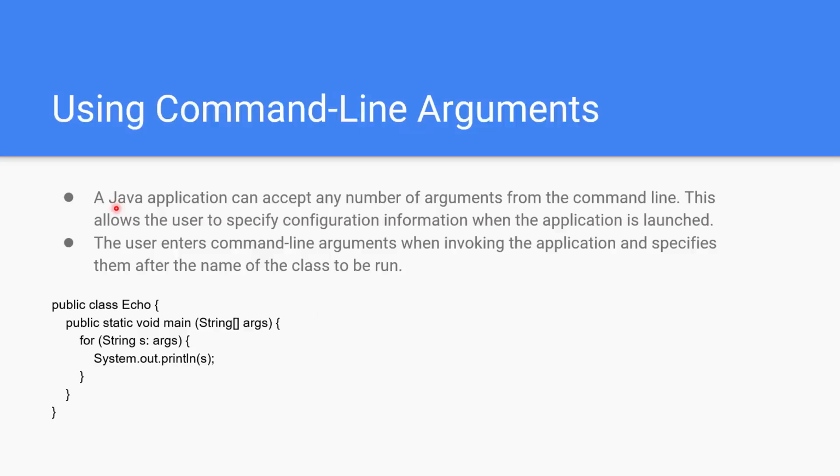So a Java application can accept any number of arguments from the command line. We can go out to the command line and type 10, 20, 100 different characters on there. This allows the user to specify configuration information when the application is launched. If the user enters command line arguments when invoking the application and specifies them after the name of the class to be run, you can see here that even in the main method, we have a string array right here.